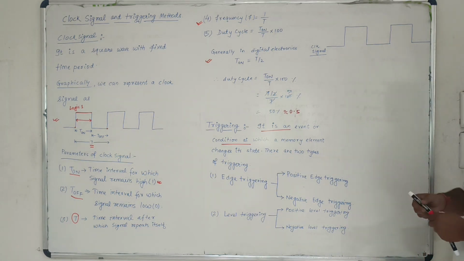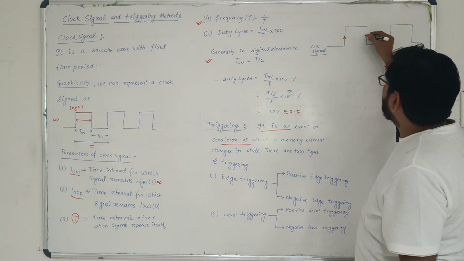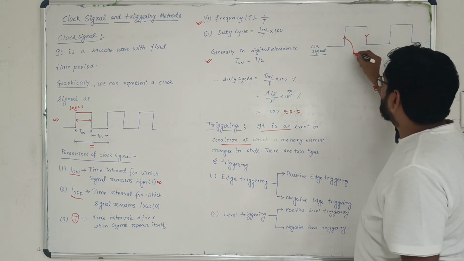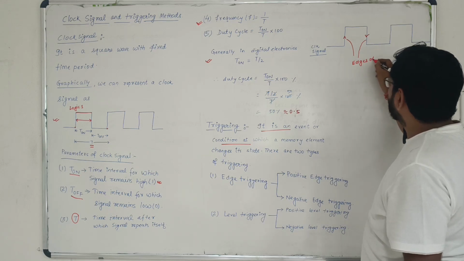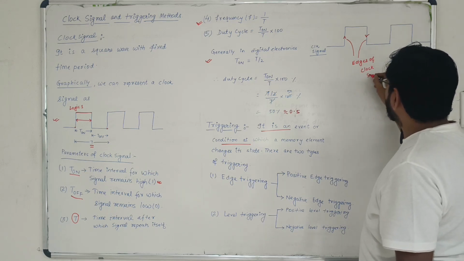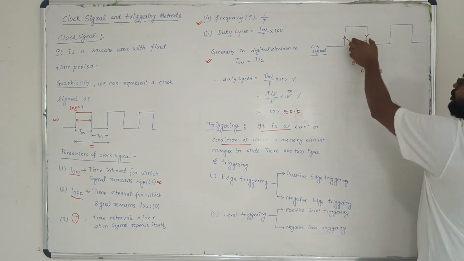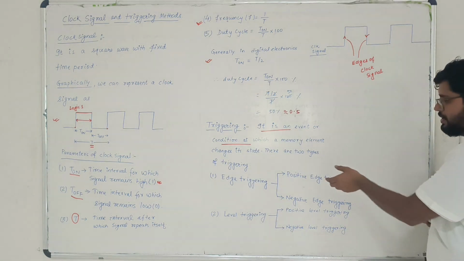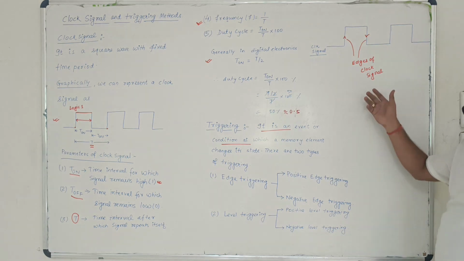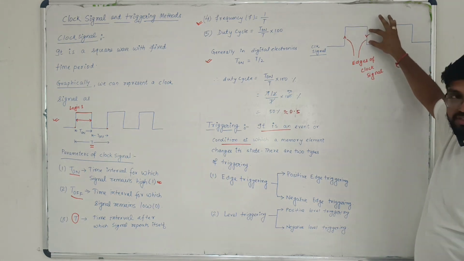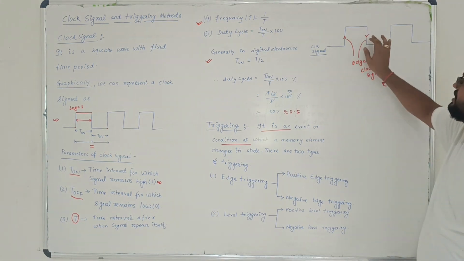Now this is a clock signal we have taken graphically. These two lines are known as the edges of the clock signal. Any device that operates at the edge of the clock is called an edge triggered device. I mean to say, if any memory element changes its state at the edges of the clock signal, that is called an edge triggered device, changing the state at edges.